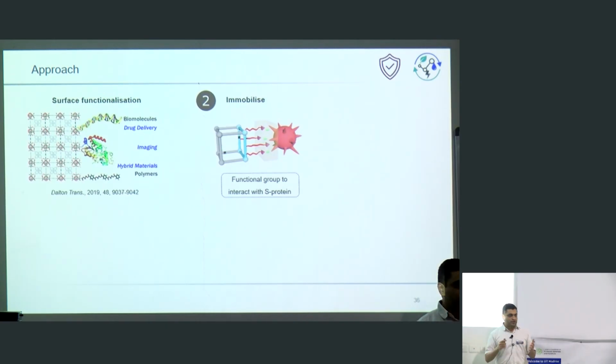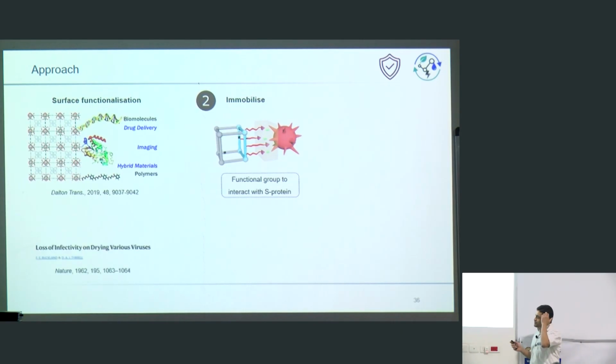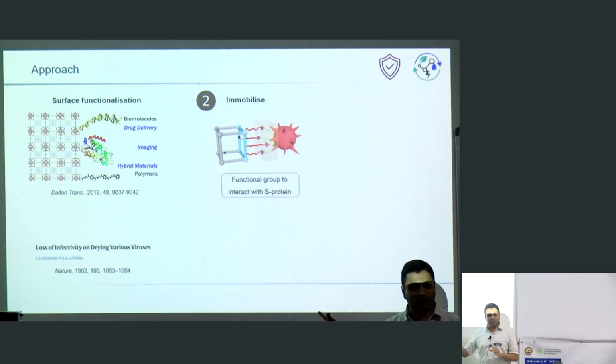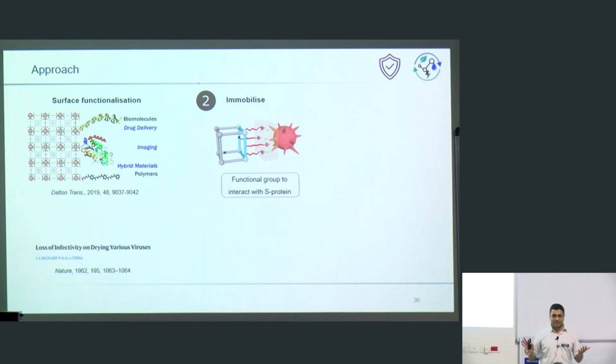But we don't just want it to stick to it. We want it to be inactivated. So how do we do that? If you look at very old literature, this is a paper from 1962, and at that time there were no electron microscopes, no sophisticated techniques. But what they showed is that you take any virus particle, just dehydrate the virus particle, and it dies because it needs water for its survival.